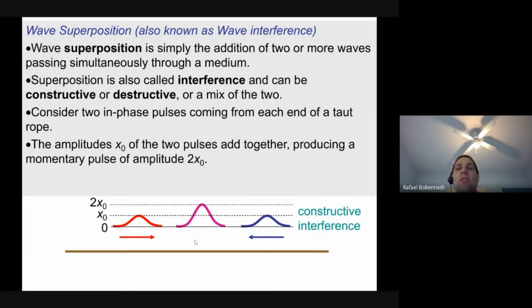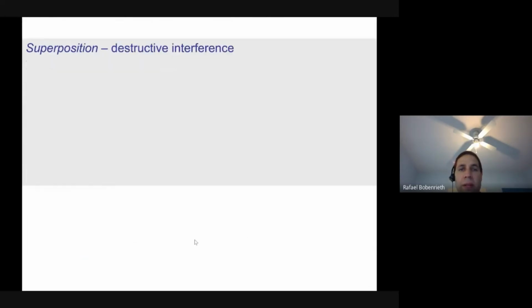Okay, so that's what we call constructive interference: when crest meets crest, trough meets trough, two waves that are in phase with each other. What do you think we're going to talk about in the next slide? Yeah, you guessed it. We're going to talk about destructive interference. Okay, so let's go there. Destructive interference. What's happening there?